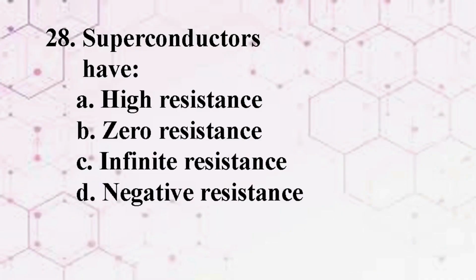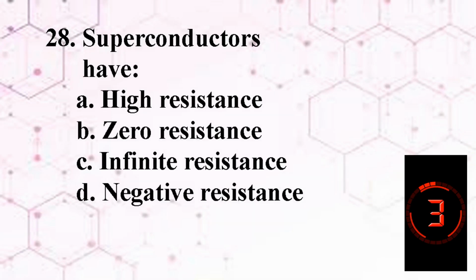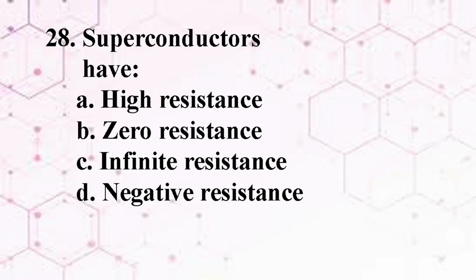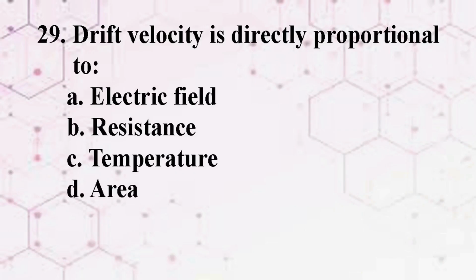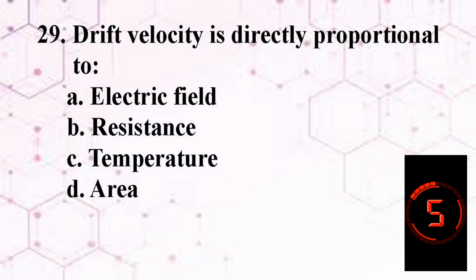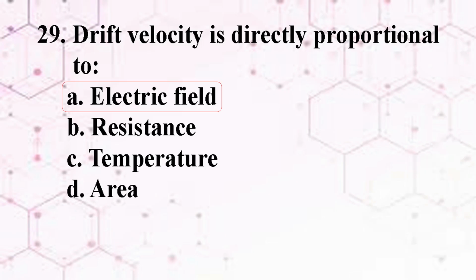Question number 28. Superconductors have A high resistance, B zero resistance, C infinite resistance, D negative resistance. The correct answer is B, zero resistance. Question number 29. Drift velocity is directly proportional to A electric field, B resistance, C temperature, D area. The correct answer is A, electric field.